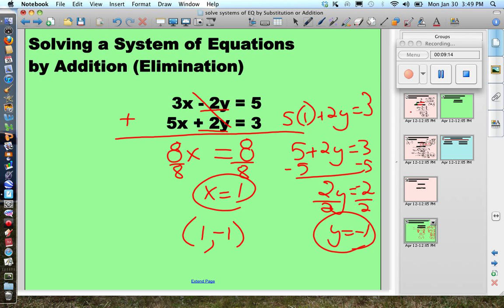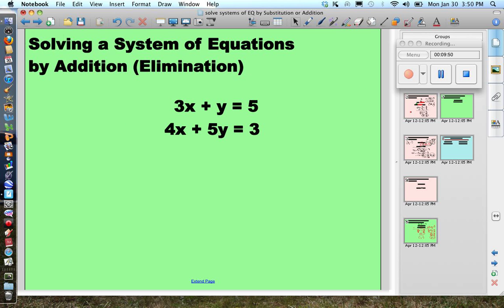Again, my final answer: x value is 1, y value is negative 1. I'm going to check this one just to see if it works by plugging 1 in for x in the top equation and negative 1 in for y. 3 times 1 is 3, minus 2 times negative 1 is negative 2. It's supposed to equal 5, and it does, because when you subtract a negative, you end up adding a positive. So that does work. So that would be the addition method since I added the equations together.